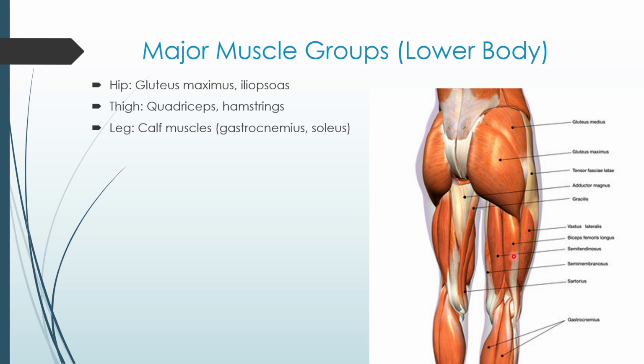The second category is the major muscle groups in the lower body regions, where you can see your thigh and back regions. At the hip, gluteus maximus, at the buttocks, and the other one is iliopsoas. In the thigh regions you have quadriceps and hamstrings, and at your leg you have the calf muscles, gastrocnemius and soleus.